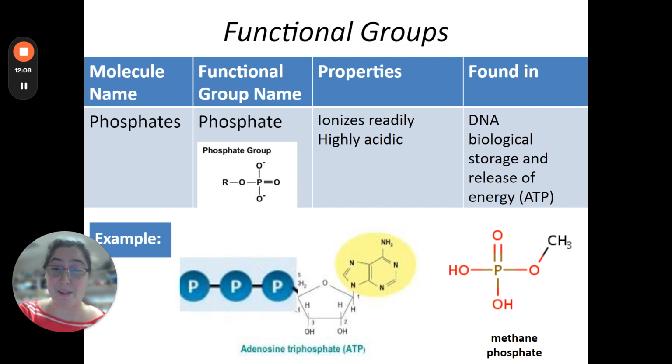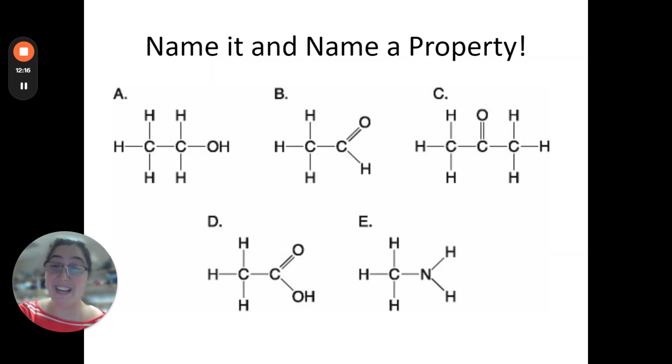If I do ask you to draw them, it'll be like this. The letter P in a circle, and every biochemist everywhere knows that's phosphate. See if you can name these 5 molecules and a property of each one.